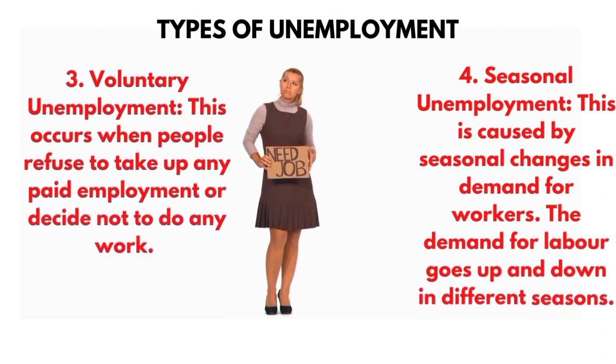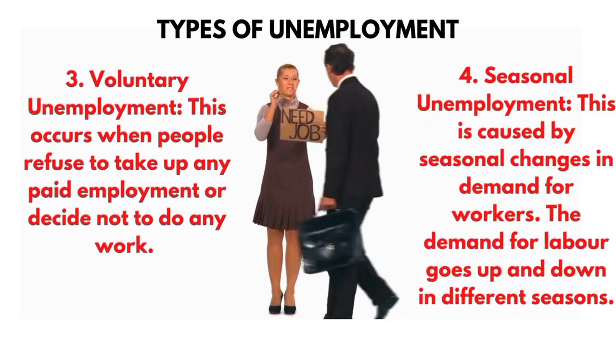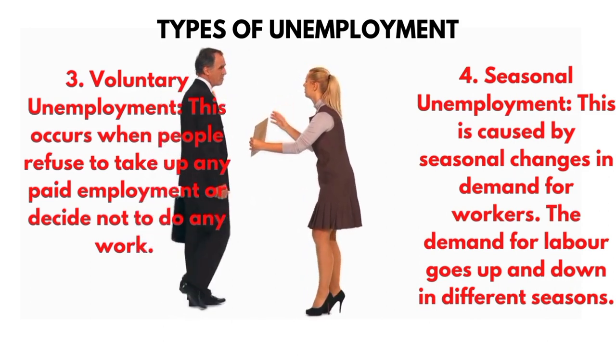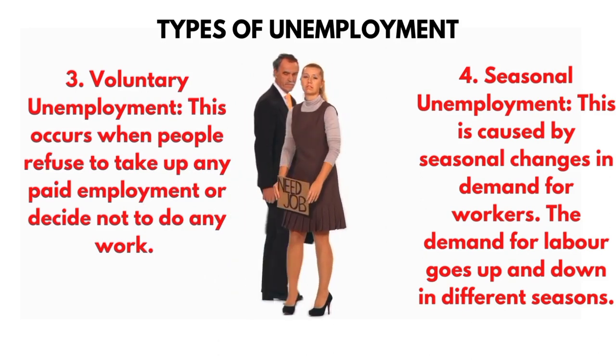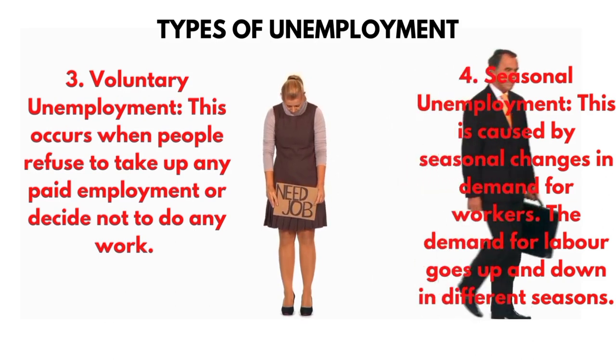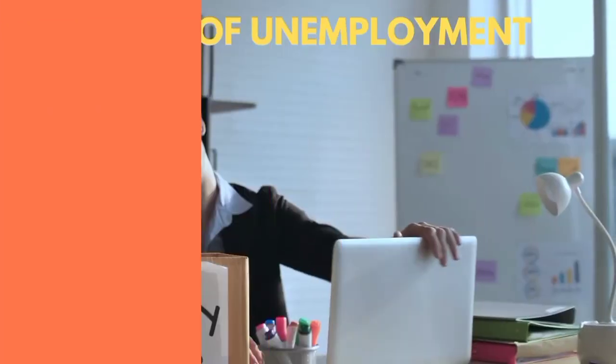Number three is voluntary unemployment. This unemployment, which is deliberate, occurs when some people refuse to take up any paid employment or they decide not to do any work. For example, a full-time housewife. Then we have seasonal unemployment. This is caused by seasonal changes that affect some type of work. Workers that work in road construction companies remain unemployed during rainy season. Farmers also stay idle in between harvesting and planting periods.